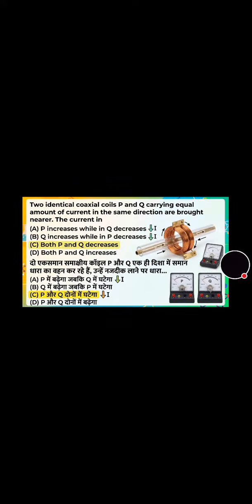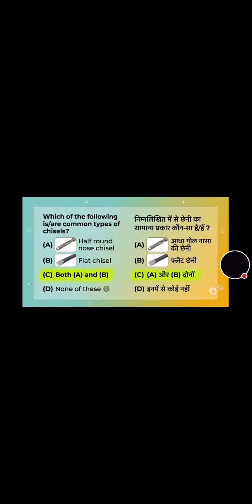Two identical coaxial coils P and Q carrying equal amount of current in the same direction are brought nearer. The correct answer is option C, that both P and Q decreases. Now move towards the next question. Which of the following is or are common types of chisels? And correct answer is option C, that is both are correct answers.